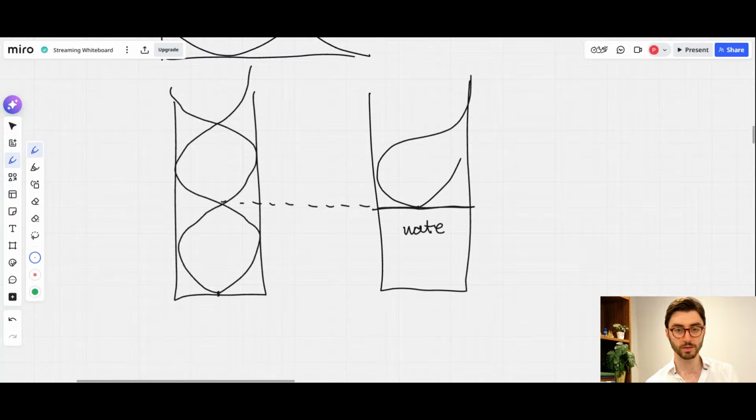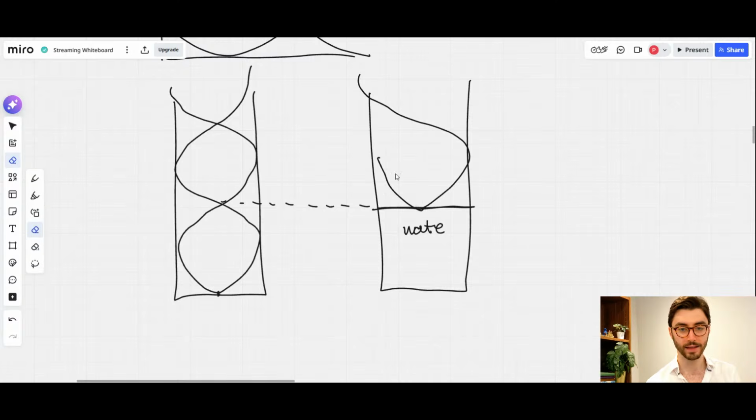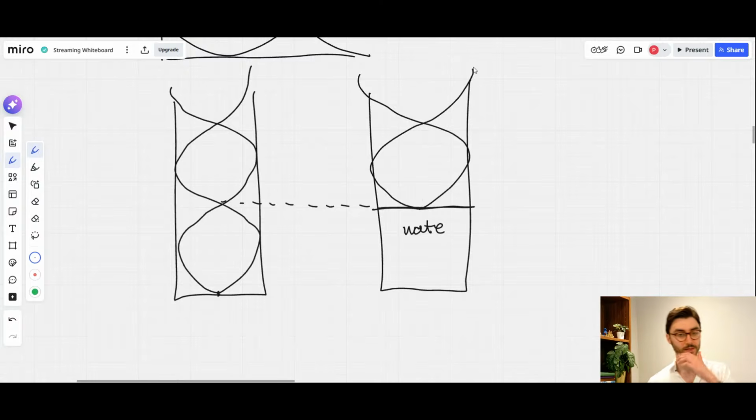I've probably not drawn this super well, but hey, whatever. Oh, I've drawn that so badly. So badly. Let's try that again. Okay. Drawing is my downfall. Okay, then we can get this.